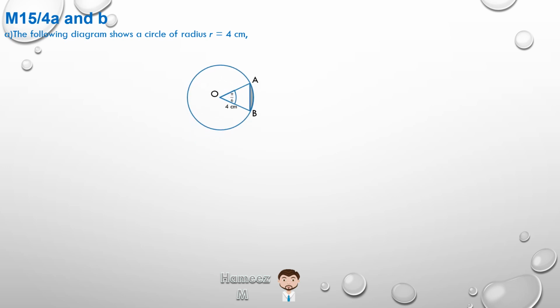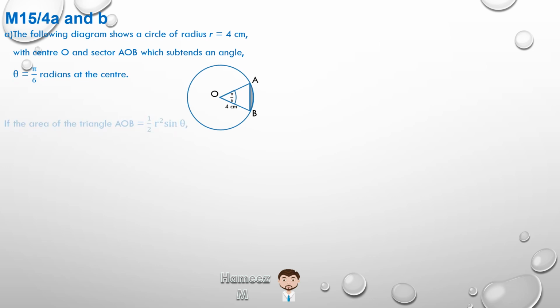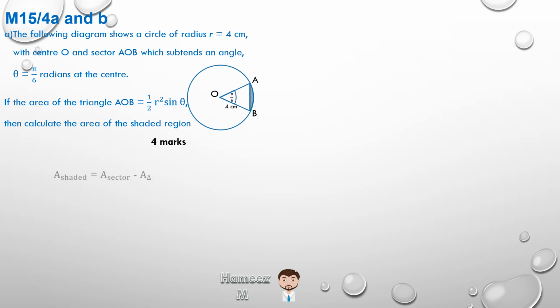May 2015, number 4a. The following diagram shows a circle of radius r equals 4 centimeters with center O and sector AOB, which subtends an angle theta equals pi on 6 radians at the center. If the area of the triangle AOB is equal to half r squared sine theta, then calculate the area of the shaded region.